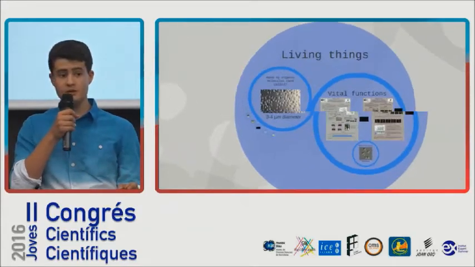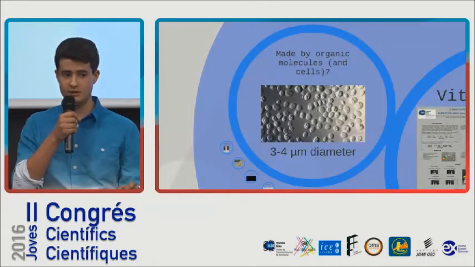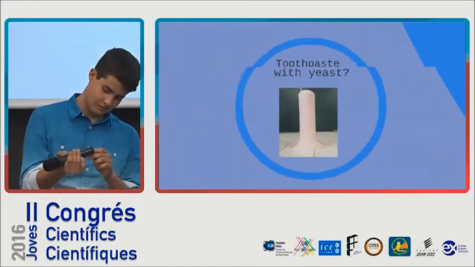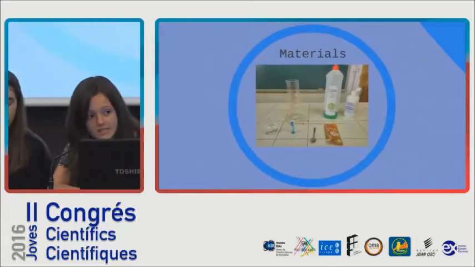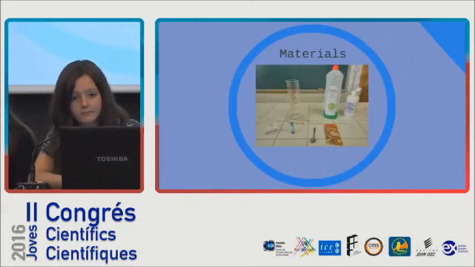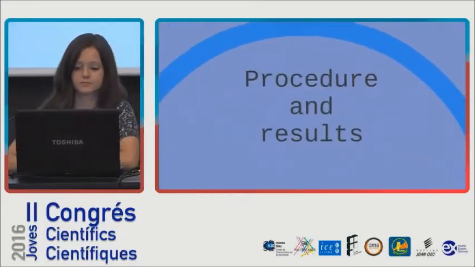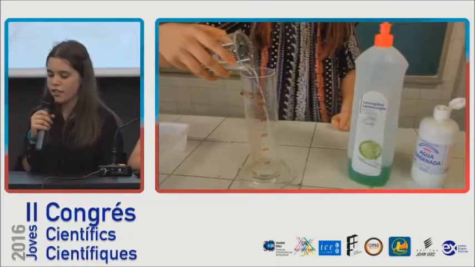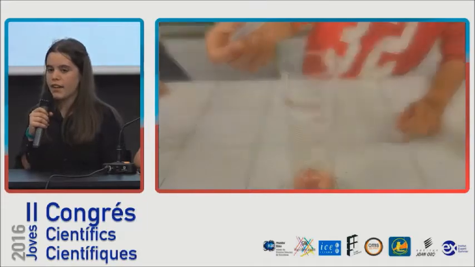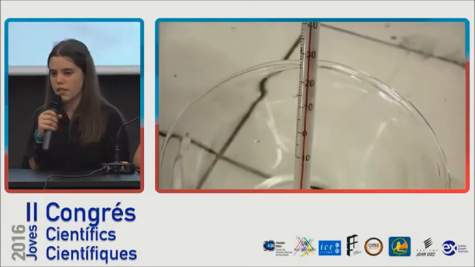We carried out an experiment to see if yeast is made up of organic molecules, cells, and we discovered that yeast cells are between 3 and 4 centimeters of diameter. The experiment is known as the elephant's toothpaste. To carry out this experiment, the main materials were hydrogen peroxide, soap, yeast, and a coloring. First of all, we mix the hydrogen peroxide, the soap, and also the red coloring. And then we poured the yeast dissolved in water in the first mixture.